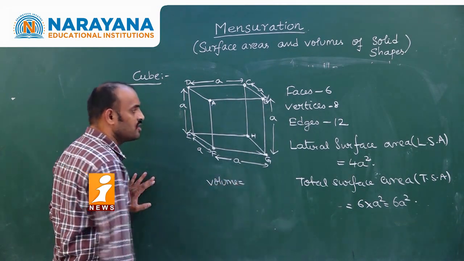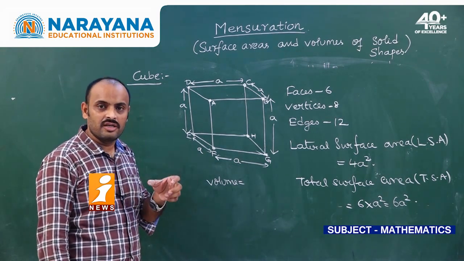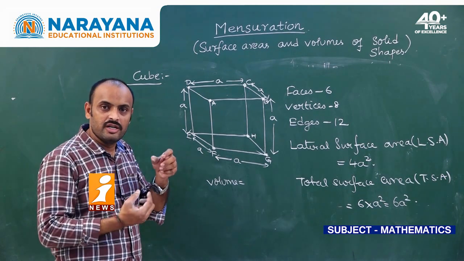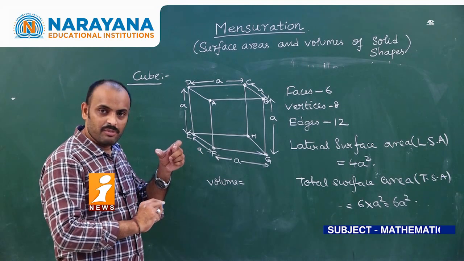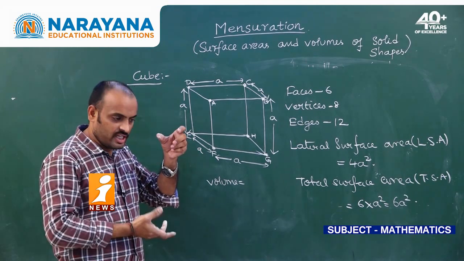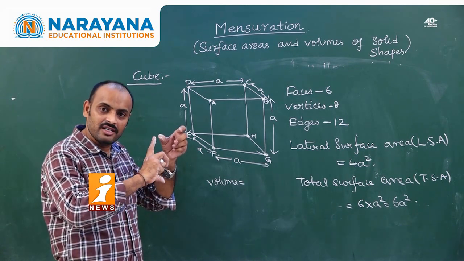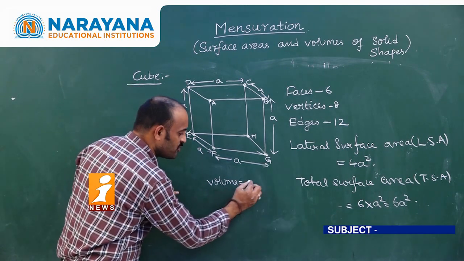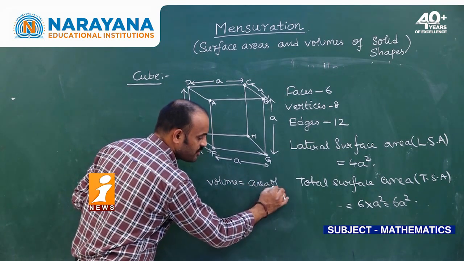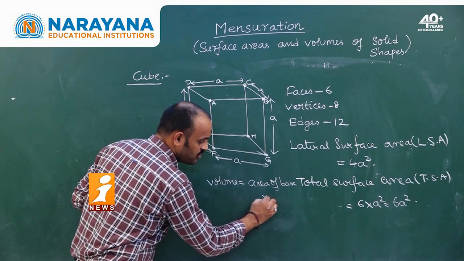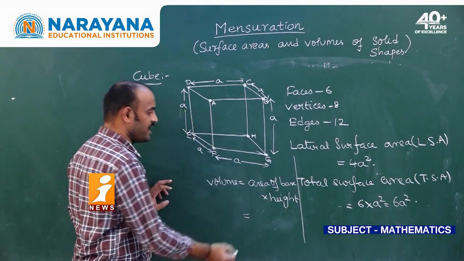How to find the volume of a cube? If you pour water into any bottle, it will occupy the base area first. You keep on pouring the water, it will occupy the base area, and then it increases its height. Therefore, the volume of any solid is area of base into height.